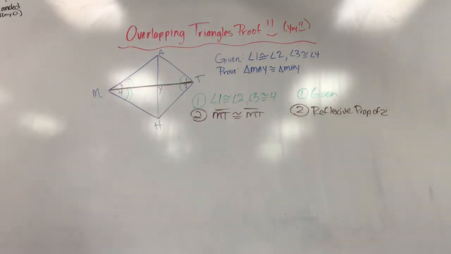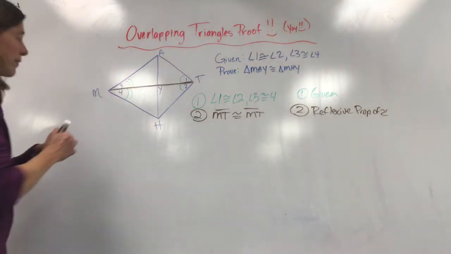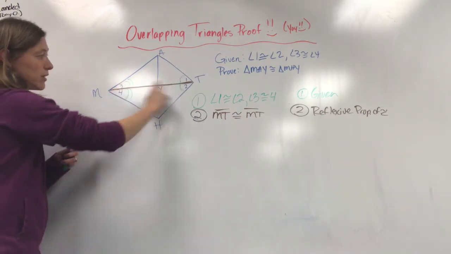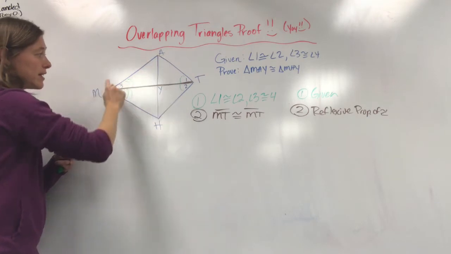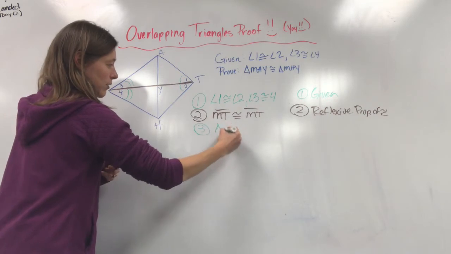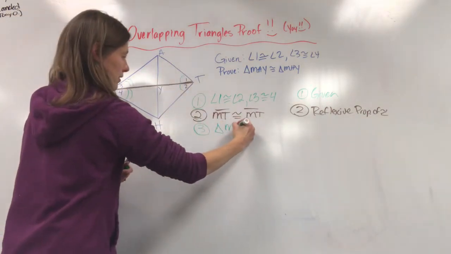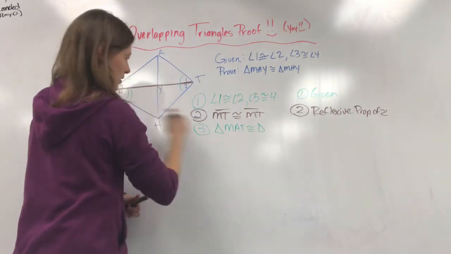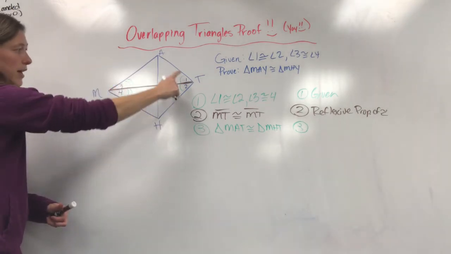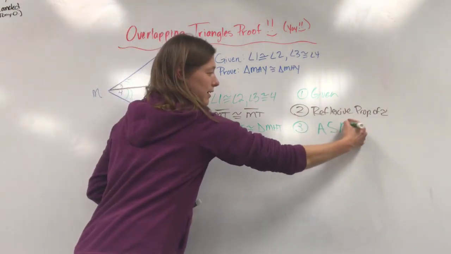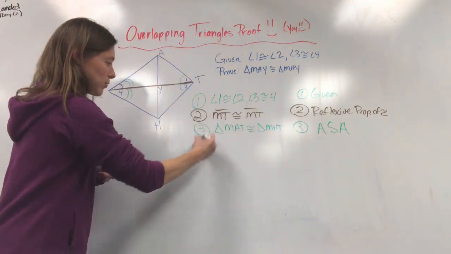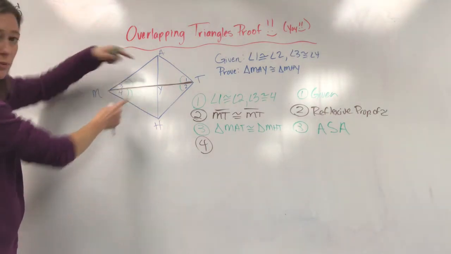All right, so next, I now have an angle, a side, and an angle of two different triangles. Angle, side, angle. So now I'm going to say that triangle MAT is congruent to triangle MHT, and that's because we have angle, side, angle. So that's ASA. Yay. Okay, so now we need to look. Those aren't the triangles that we're trying to prove congruent. We're trying to prove these two triangles are congruent.